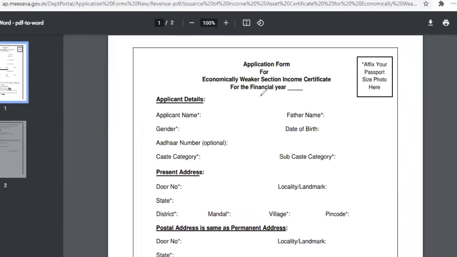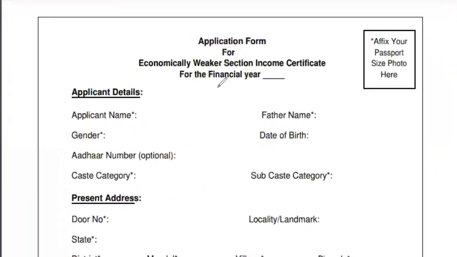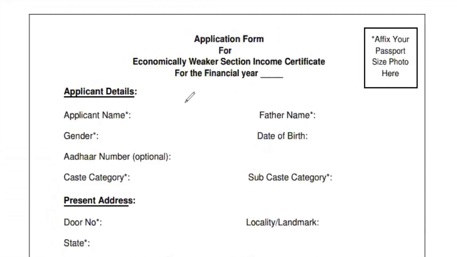So here is the form, and the form itself will help us understand everything about EWS. So there are a few important critical points that you must know before you apply for the EWS certificate. The first thing is, if you look at the form, it says that for the financial year. So that means you will have to get the EWS certificate for every financial year.